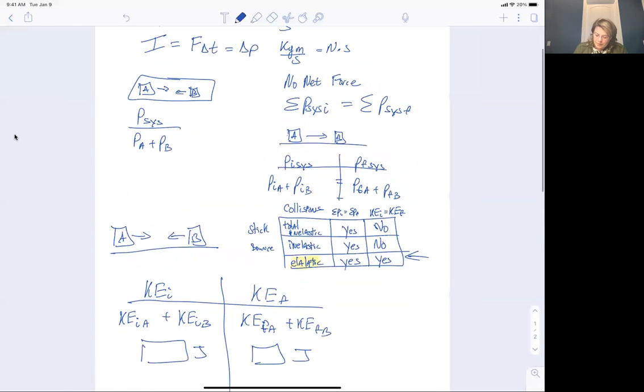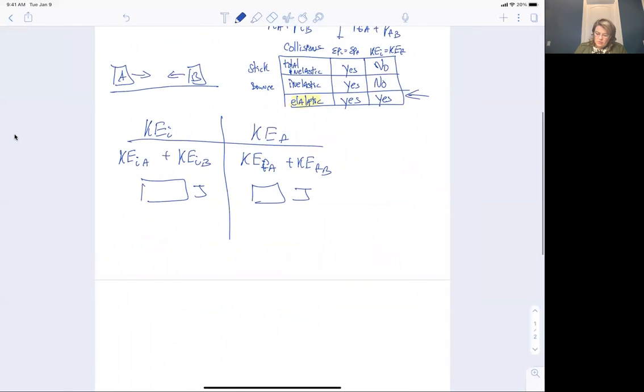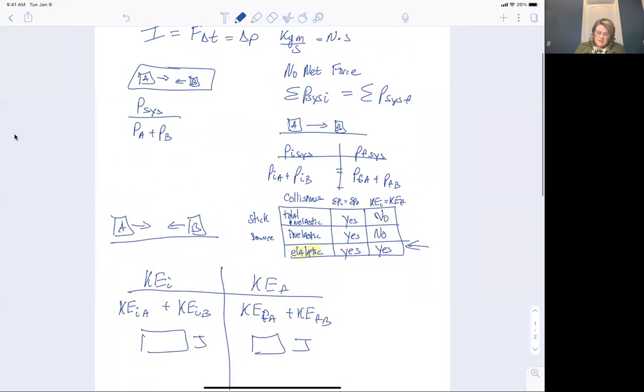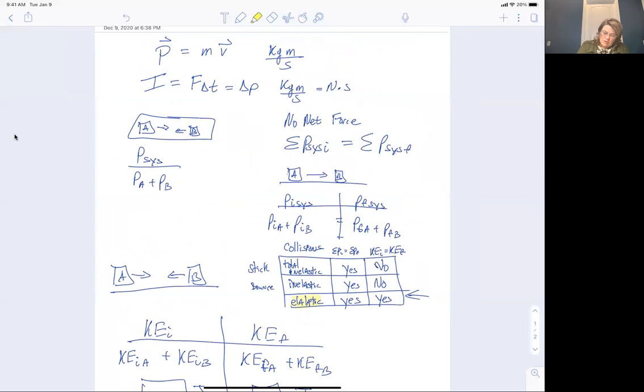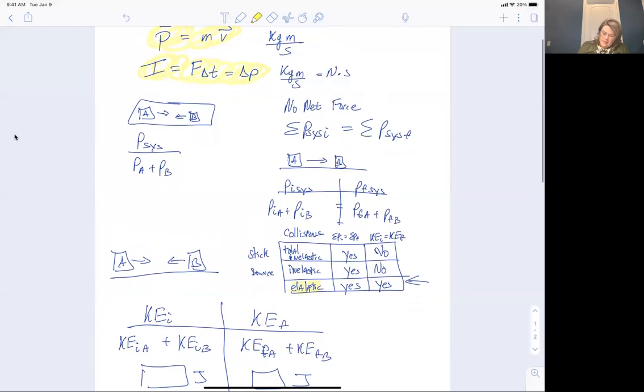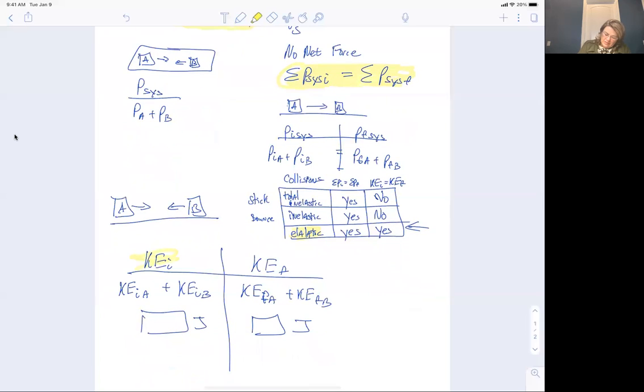Okay, that's the review, and then we have a quiz. Again, the major concepts are the definition of momentum, the fact that I have to put a force versus time to change the momentum, that momentum is conserved when there's no outside force, and the types of collisions, and then how to calculate initial and final energy of the system.